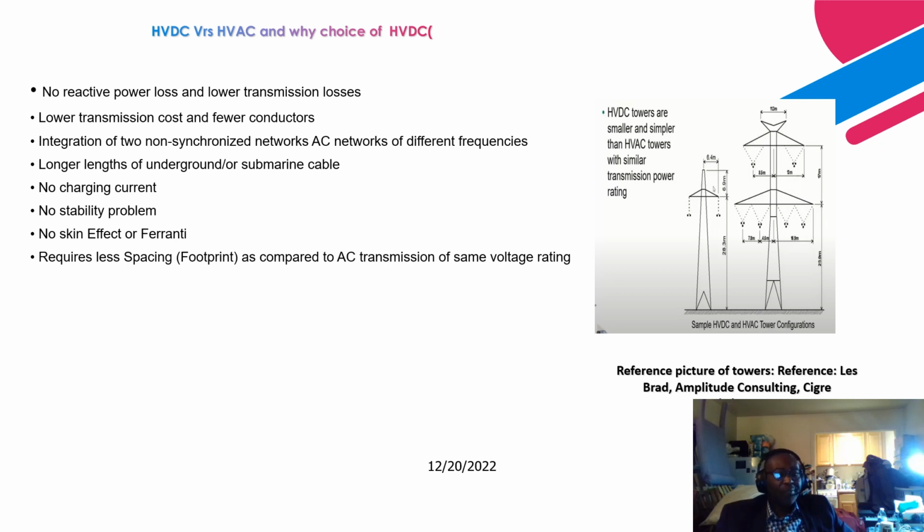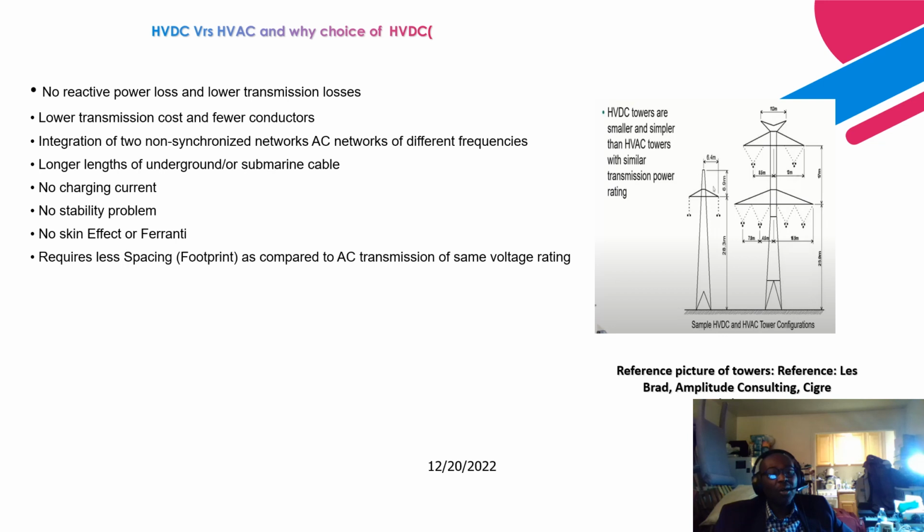Next, no skin effect. Skin effect is prevalent in high voltage AC transmission, and it is based on the frequency. The current flows through the periphery of the conductor, the surface area of the conductor, and it doesn't flow through the whole cross-sectional area of the conductor.